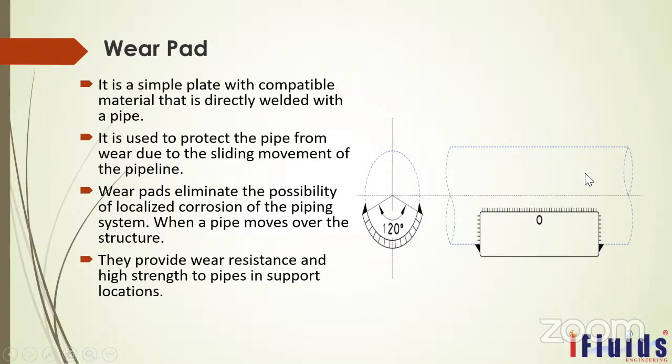If you load the pipe directly on the secondary support structure, the pipe may get wear and tear because of the sliding, and also between the pipe and secondary support there will be water stagnation. Based on that, corrosion will happen. So to prevent that, we will provide the same material. We will provide the wear pads, that is a sacrificial element, sacrificial metal. It will support the pipe on the secondary support structure.